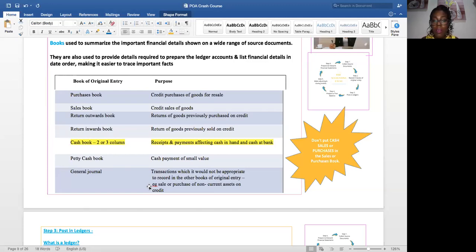Example, the sale or purchase of a non-current asset will go into your general journal, because your purchases book is only for credit purchases of goods for resale, not cash purchases, not cash sales. Your sales book is not for cash sales, right? That's a common mistake, guys. So this is a huge exam tip. Don't put cash sales or cash purchases in your sales or your purchases book.